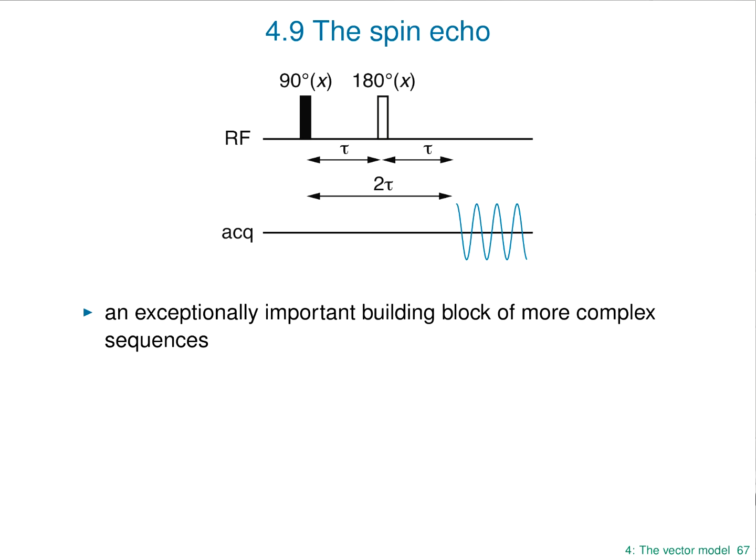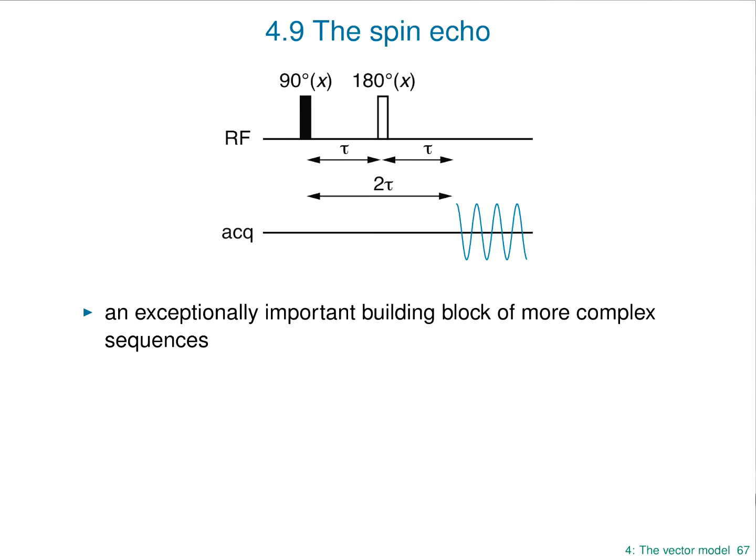Now, the third experiment is the one that's much more important than the other two, and that is the spin echo. As I said before, we're going to spend a lot of time thinking about spin echoes because they are an absolutely crucial building element in more complicated sequences. So what is a spin echo?